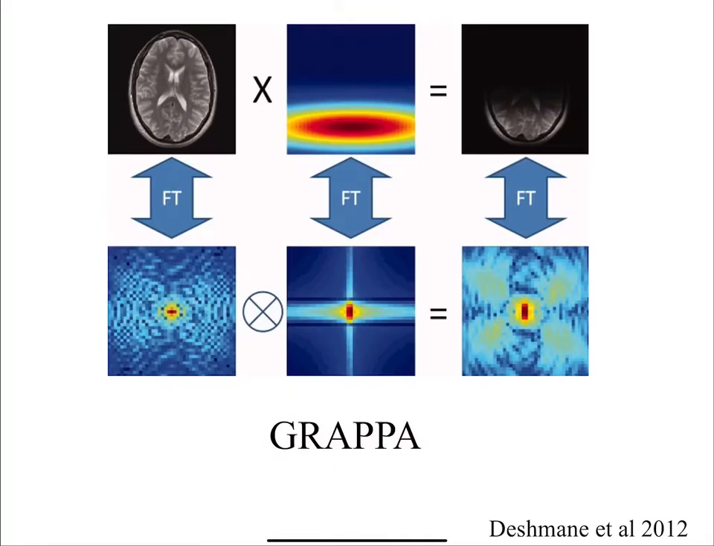The other way you can look at things is, my object is here, and I multiply it by some coil sensitivity pattern. So what the coil really is picking up is something like that, right? It's my object times the coil sensitivity, which only sees part of my object.